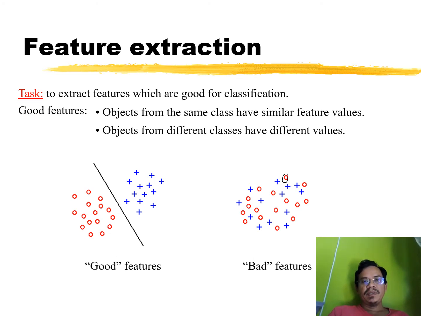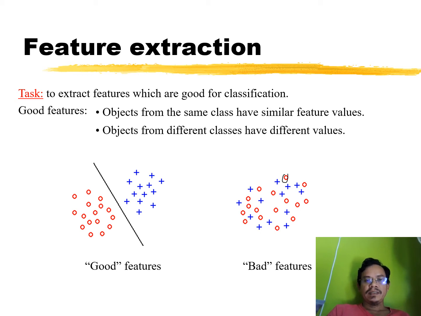This is an example of feature extraction, to extract features which are good for classification. So good features: objects from the same class have similar feature values. Objects from different classes have different values. Good features, bad features.